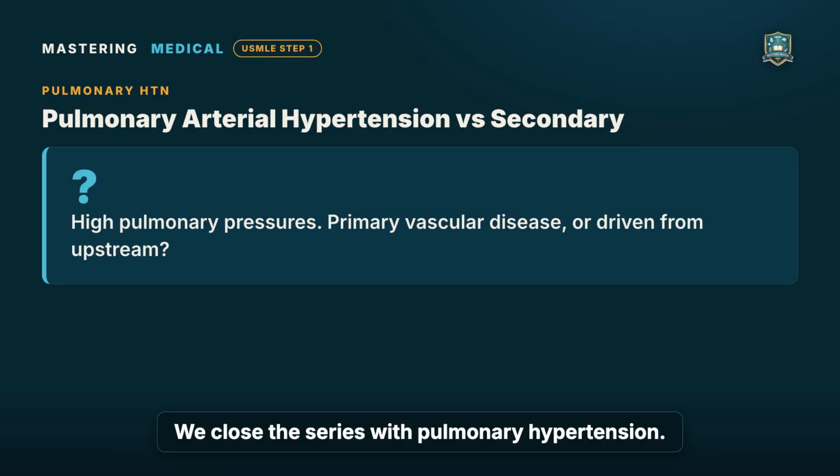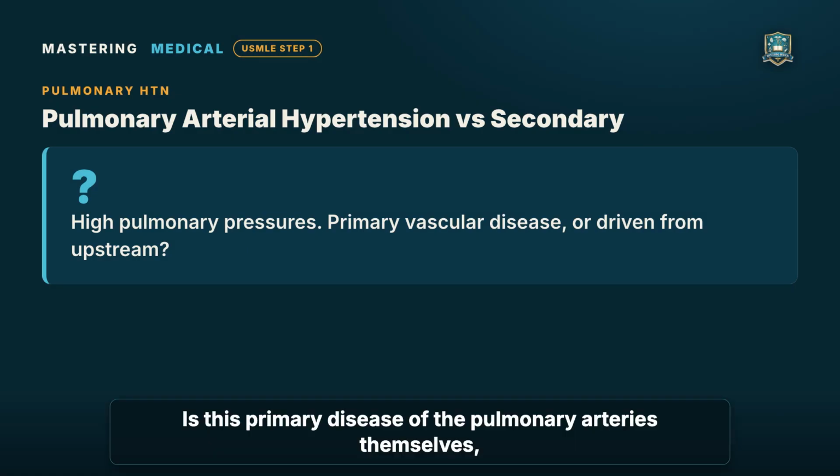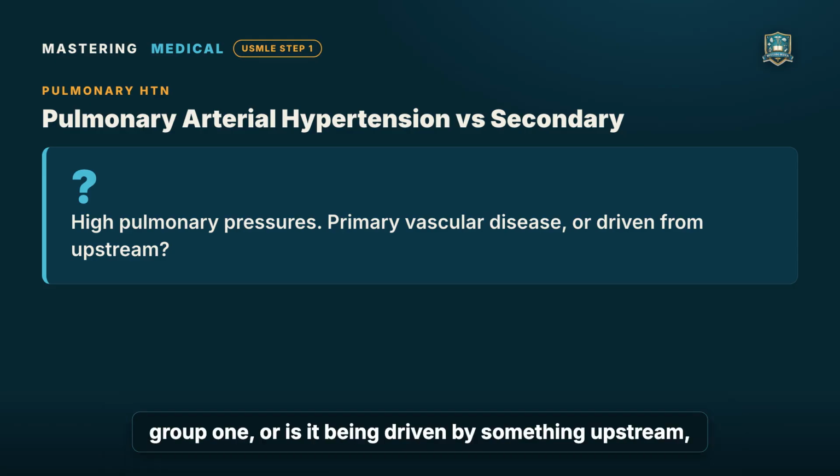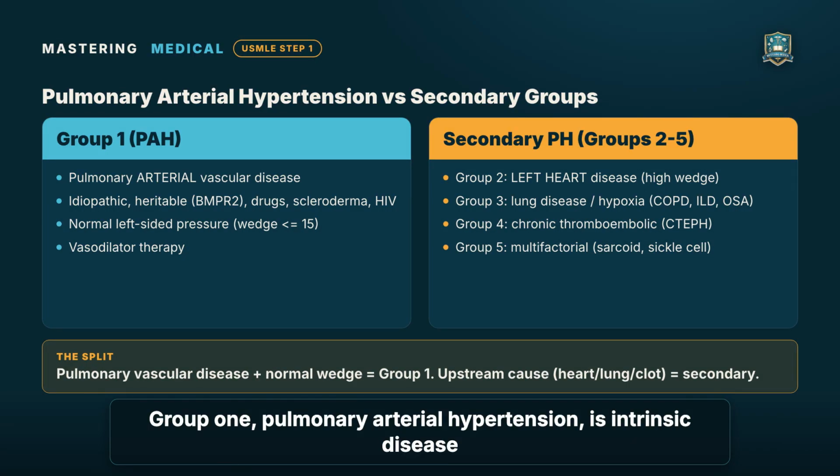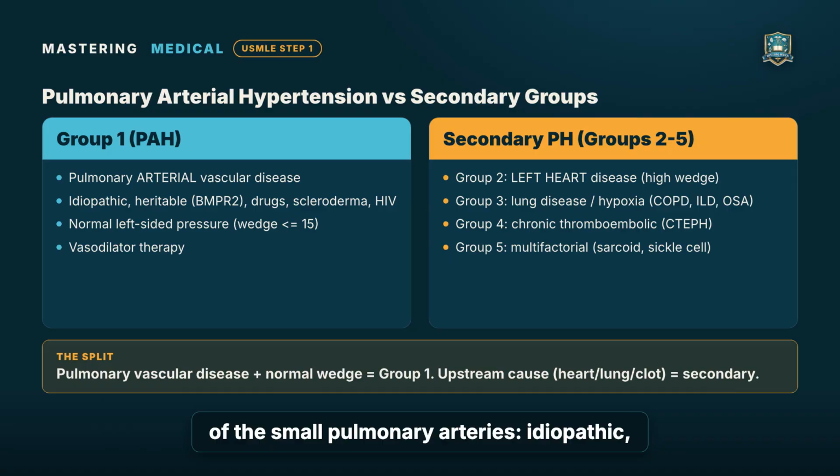We close the series with pulmonary hypertension. Is this primary disease of the pulmonary arteries themselves, group 1, or is it being driven by something upstream, groups 2 through 5? Group 1, pulmonary arterial hypertension, is intrinsic disease of the small pulmonary arteries. Idiopathic, heritable from a BMPR2 mutation, drug-induced or associated with scleroderma or HIV, and crucially the left-sided pressures are normal, so the wedge pressure is at or below 15.